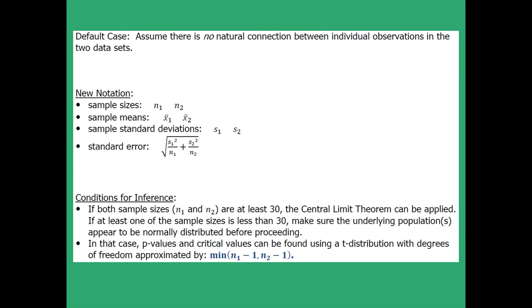The way that you find the degrees of freedom is a little bit different. There are more complicated ways of doing it, and this is kind of an overly conservative way of estimating the degrees of freedom, but it's a lot easier to follow along with. The way that we're going to estimate the degrees of freedom is the minimum of n1 minus 1 and n2 minus 1. That's how our book does it, so that's how we're going to do it.